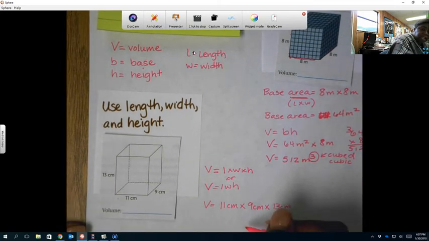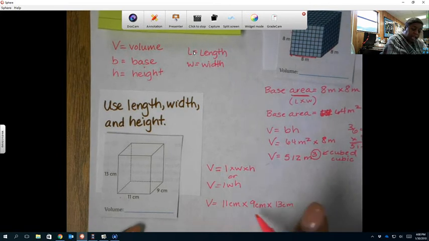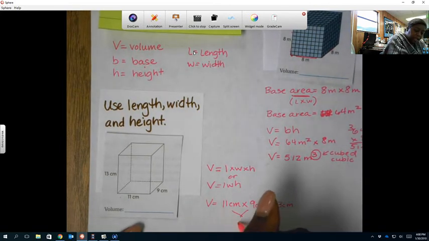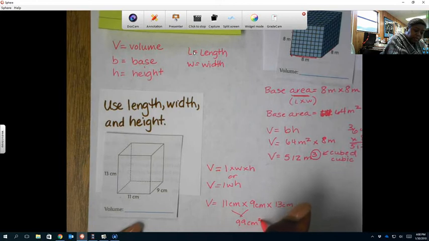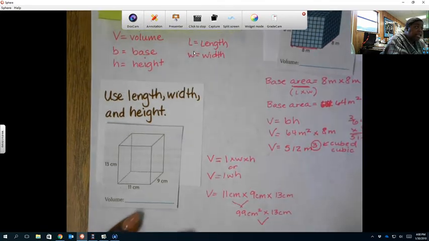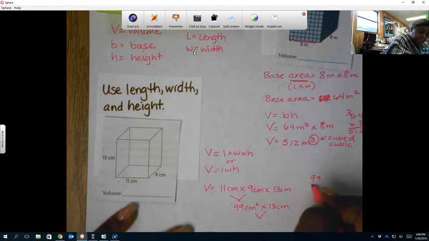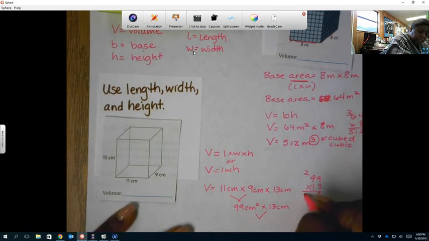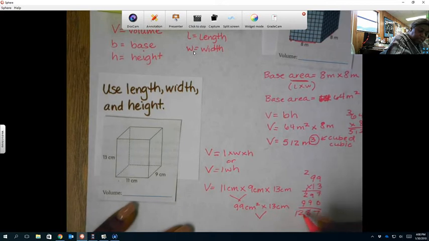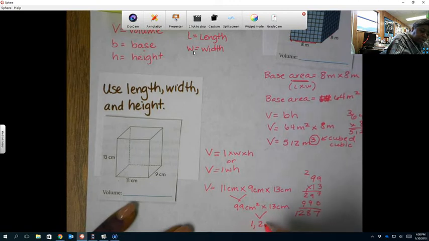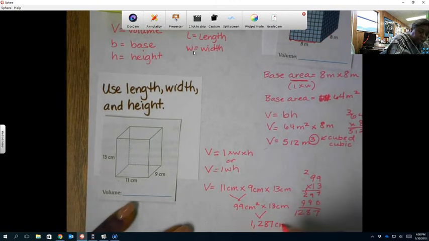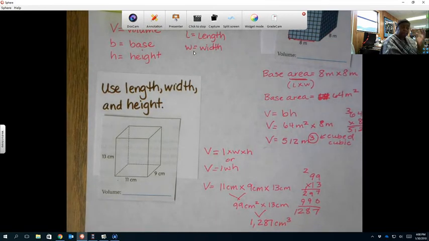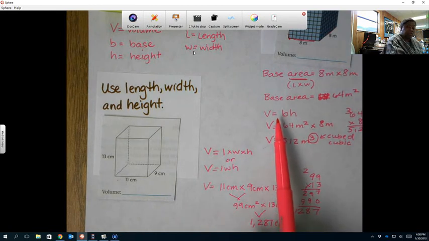We're going to work this just like any other expression or equation. We're going to take two of them, and this is 99 centimeters squared times 13 centimeters, and then 99 times 13 is 1,287 cubic centimeters. So you can use this formula here, or you can use this formula and you're going to get the same answer.